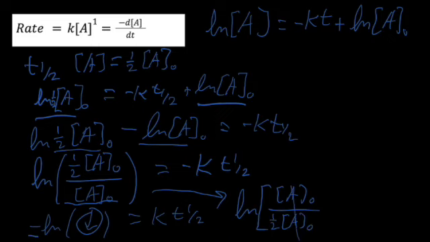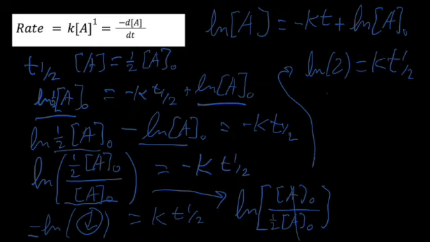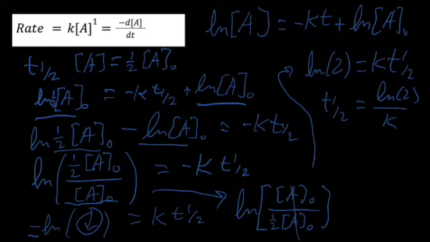And so these will cancel out. This is 1 over 1/2, which equals 2. So if we come back up here, this is really just the natural log of 2 equals K times T1/2. And we see that T1/2 equals the natural log of 2 over K. And this is the half-life for a first-order reaction.